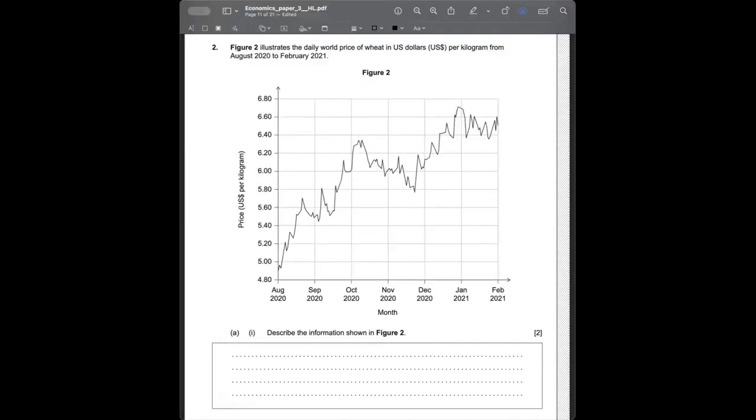Question 2. Figure 2 illustrates the daily world price of wheat in US dollars. A1. Describe the information shown in figure 2. You can see from the figure, it looks pretty fluctuating. So I can say that wheat prices increased from around 4 to around 6 and then decreased, which is quite volatile.